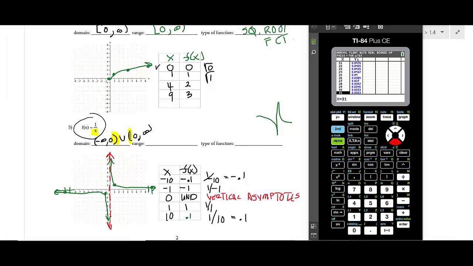How about the range, by looking at my calculator? Is there anything that y never hits?